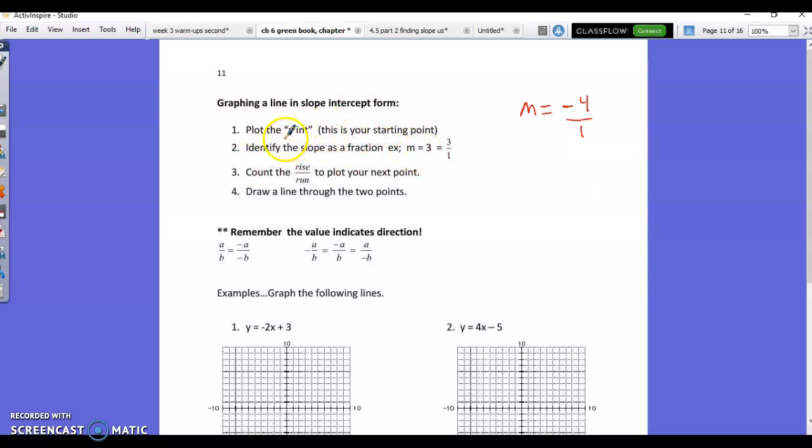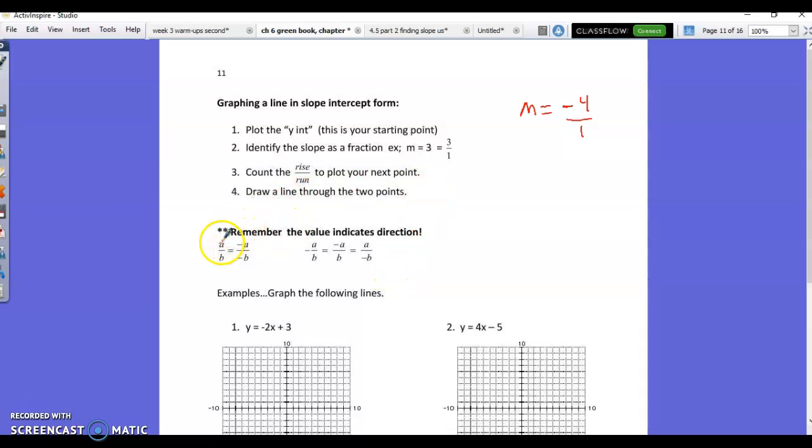All right, so from our y-intercept, which is our starting point, we are going to count the rise over the run. Now remember, the top number of the fraction is telling you how many spaces you're either going up or down. So in this case, it would be up 3. If it was a negative 4, it would be down 4. The run is telling you whether you're going left or right. So in this case, I would be going right 1. And in this case here, I would also be going right 1. And then you draw a line through those 2 points.